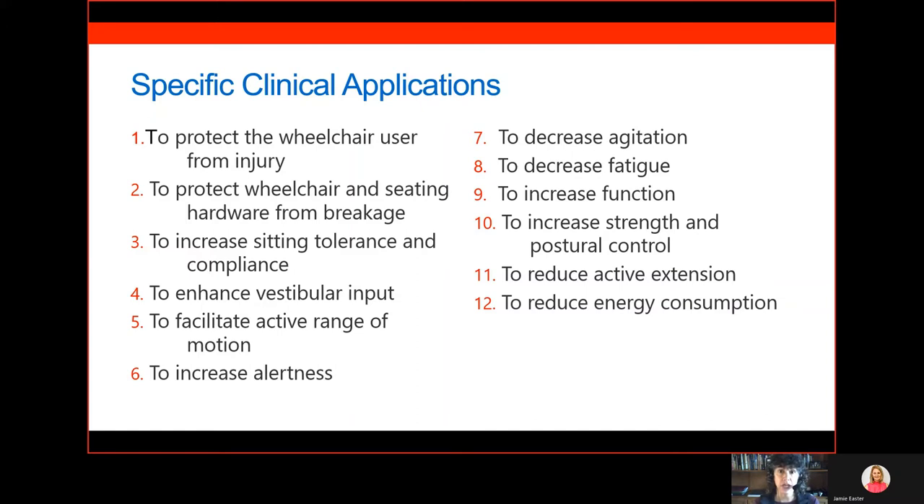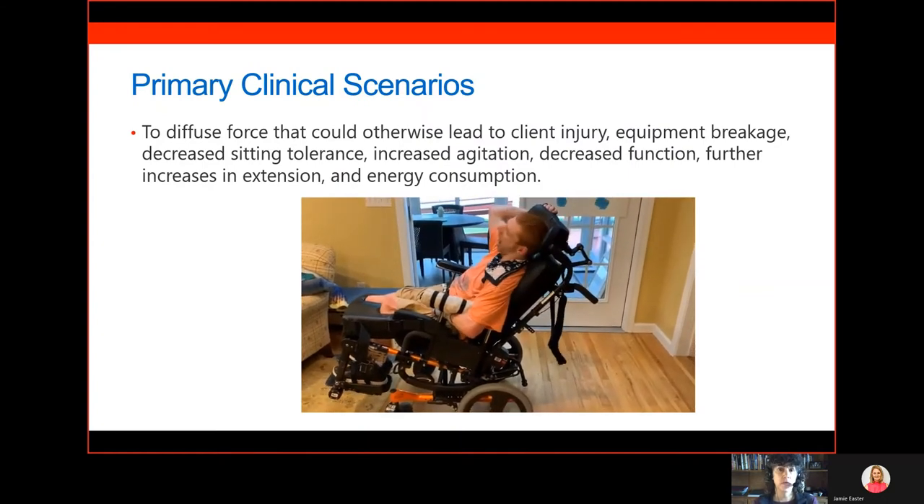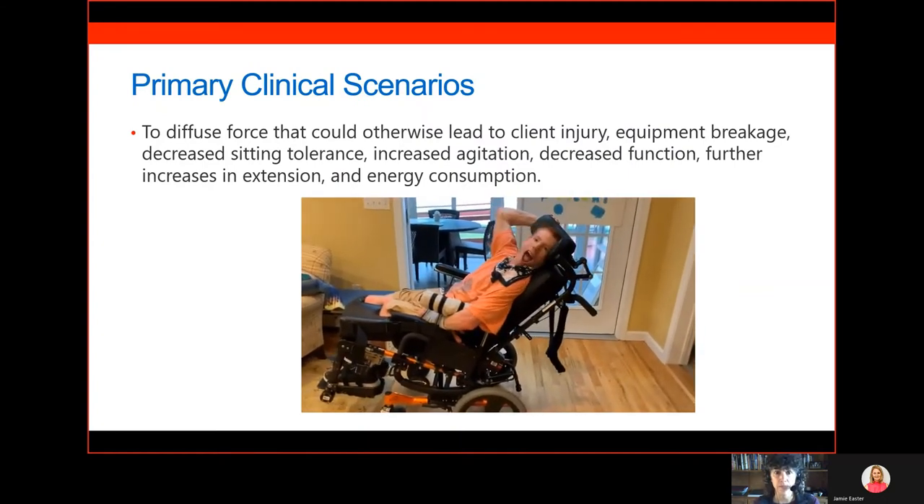And many people using dynamic seating may see an improvement in their functional abilities. Providing movement against resistance can increase muscle strength and postural control, which is a very exciting area of this intervention. And because we're diffusing these forces from the client, we may see reductions in overall extension for the client, and as a result, a reduced amount of energy consumption.